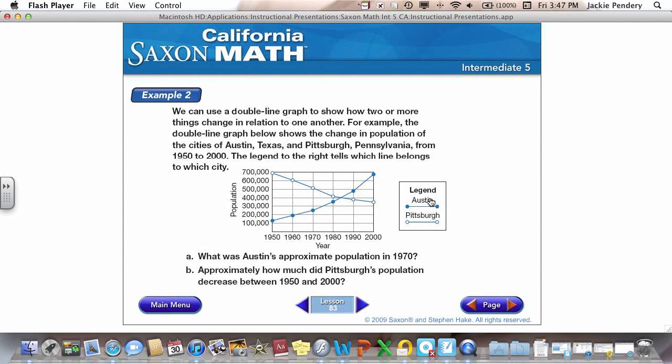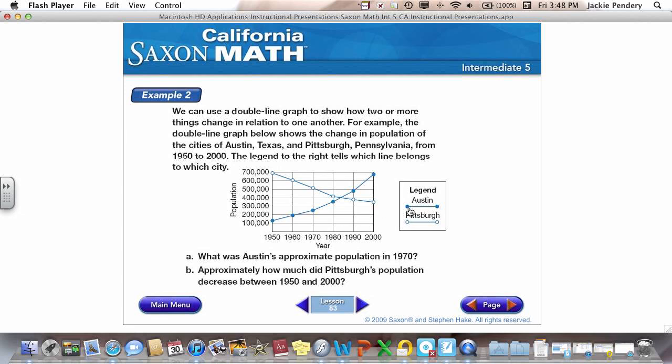So the legend over here at the right, whenever you have a double bar graph or double line graph, you always need to have a legend. Okay? When you make your own, you must have a legend. So the solid blue line with the solid dots is Austin, and the blue line with the hollow dots is Pittsburgh. So, question A, what was Austin's approximate population in 1970?